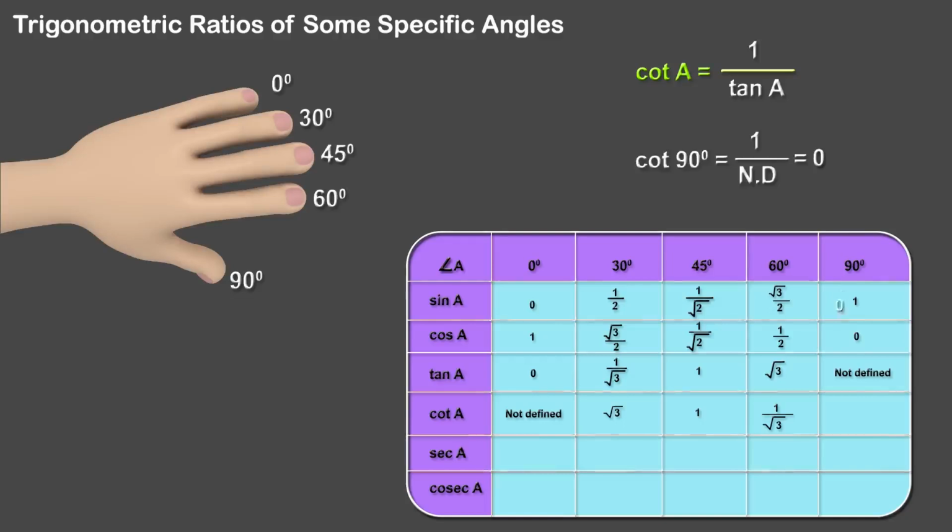There is one more trick to remember the cot values. Write the values of tan 0 degree, tan 30 degree, tan 45 degree, tan 60 degree and tan 90 degree in reverse order and get the values of cot 0 degree, cot 30 degree, cot 45 degree, cot 60 degree and cot 90 degree respectively.